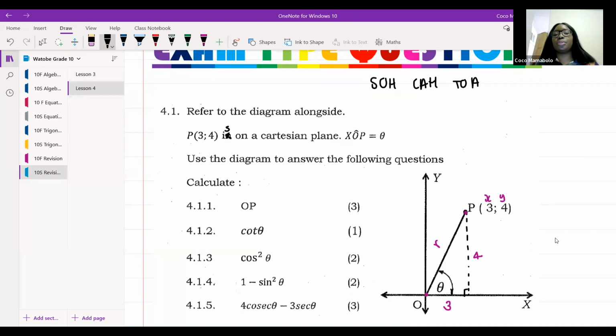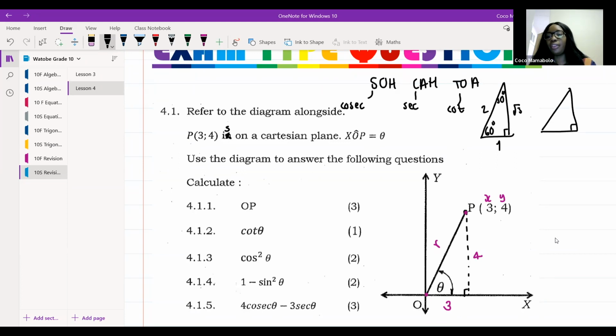And then what we're going to do is we're going to remember the cousins. The cousin of sine is cosec. The cousin of cos is sec. And the cousin of tan is cot. All right. Then we're quickly going to draw our 60-30 triangle, and we're going to remember 1, 2, square root 3. And then we're going to draw our 45 triangle. We're going to go 1, 1, square root 2.